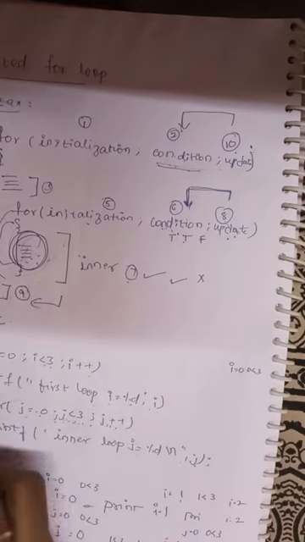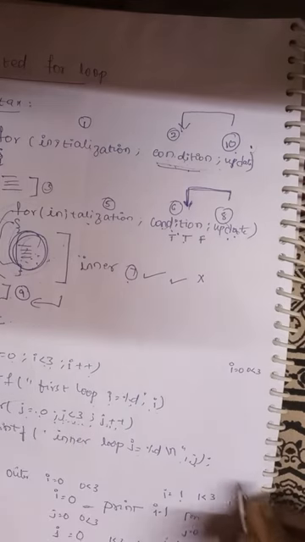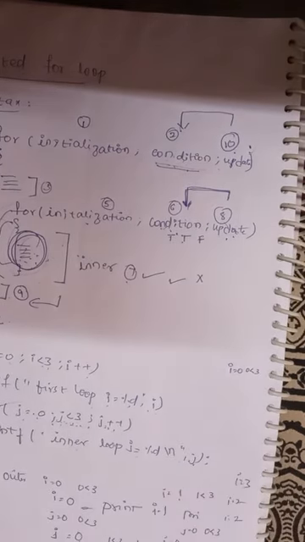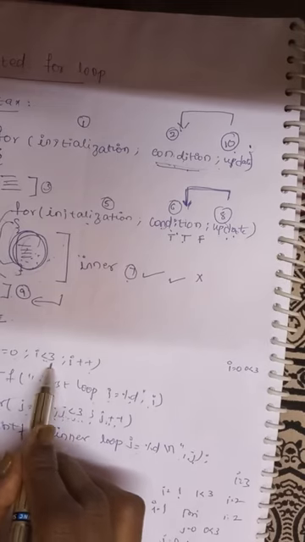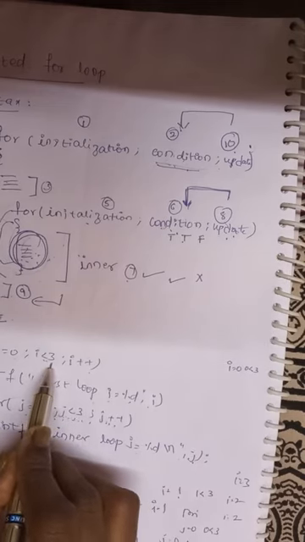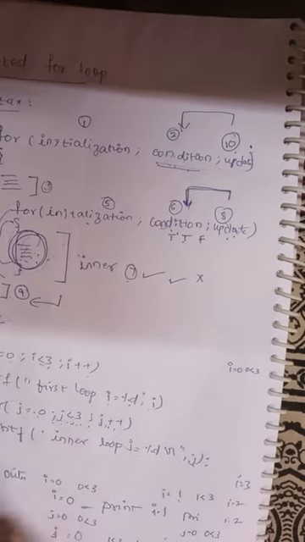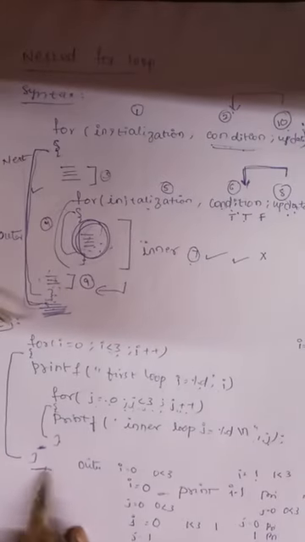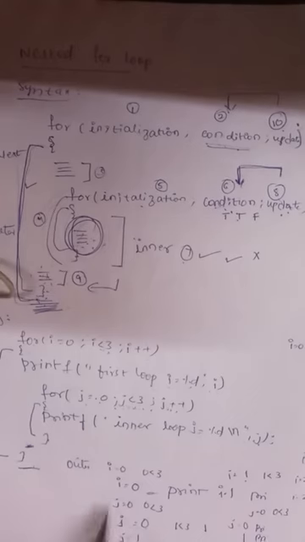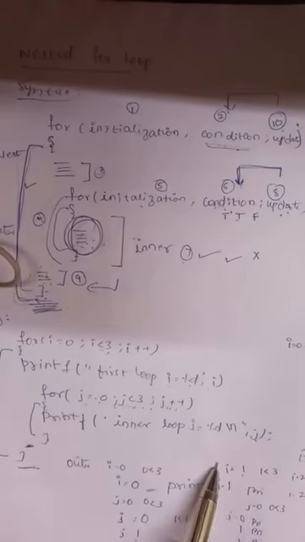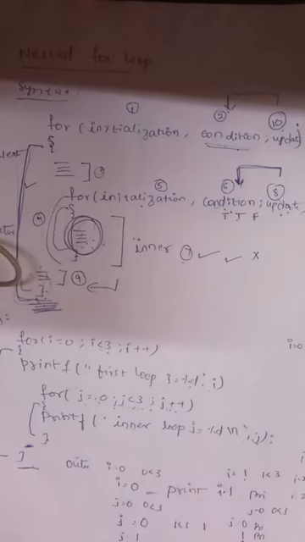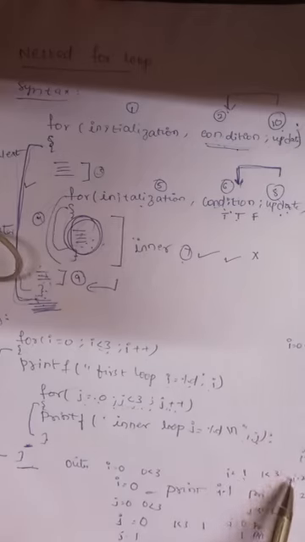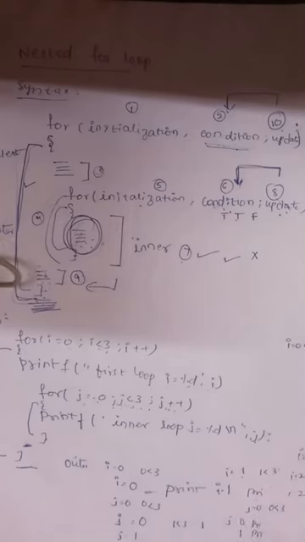Now again increase the value of i. In this case the value of i becomes 3. Is 3 less than 3? No, so the condition is false. Control comes out of the for loop also. Now control will come out of this loop. At last, what is the output? i is 0, j is 0, 1, 2. When i is 1, j is 0, 1, 2. When i is 2, j is 0, 1, 2. Now this will be the output.